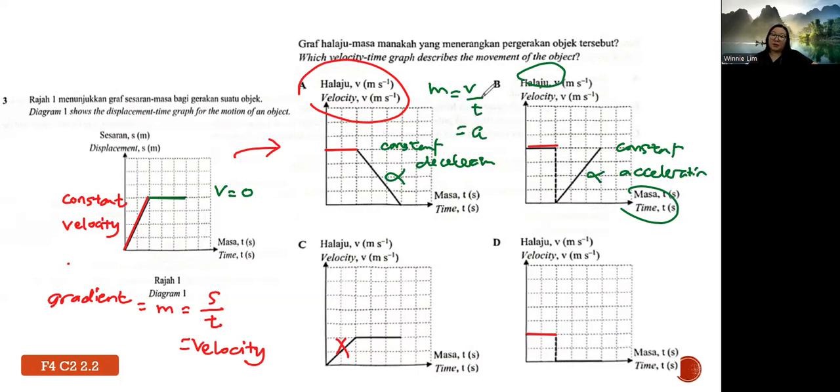Acceleration is v minus u per unit time. Then this one you got is constant. So C is out already. So 0 is here. In paper 2, you all need to draw graphs like these. You all need to show the line as well. So hopefully you all have some idea how to draw motion graphs.